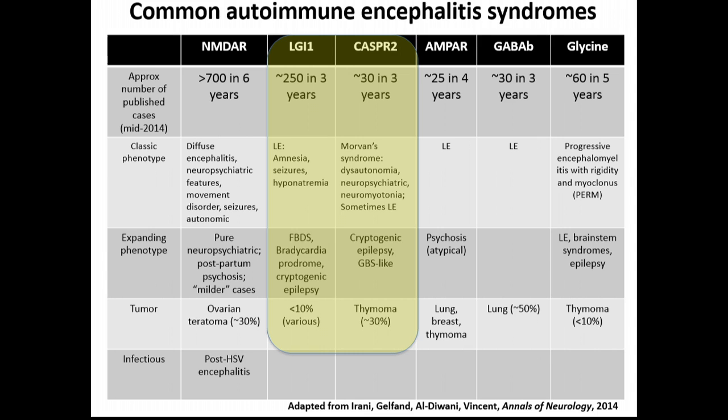So that's NMDA encephalitis. Let me talk briefly about VGKC encephalitis, which we're hoping is going to get renamed in our neurological consciousness in the future as the more specific antigens, either LGI1 encephalitis or Caspr2 encephalitis. So what's going on here?